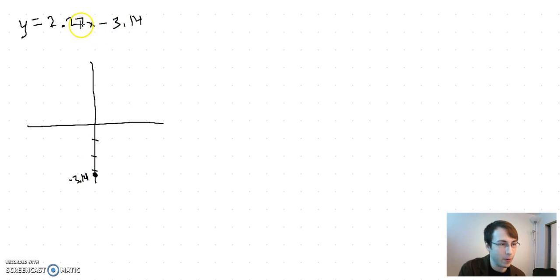And what is our slope? Our slope is 2.27x. So every time we go over 1, we go up 2.27. So if we go up 2.27 from this, we're a little under 1 around here. Actually, we're at negative 0.87 exactly. So our line is going to look like this.